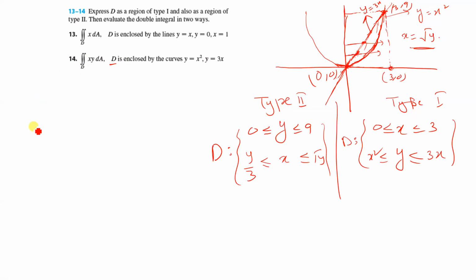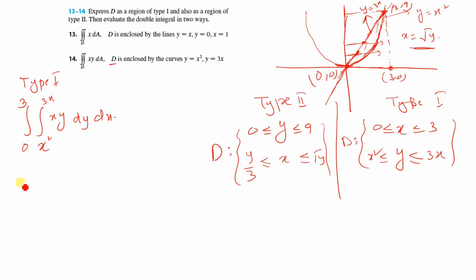So for the integration process, let's write the iterated integral for both of the types. So the type 1 iterated integral would be, here we have x lies between 0 to 3. So we are going to write this first, and then y lies between x square and 3x, and then we have xy. So the interior limit is for y. So we are going to integrate with respect to y first, and then we'll integrate with respect to x.